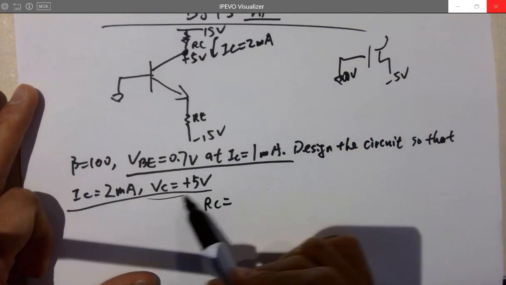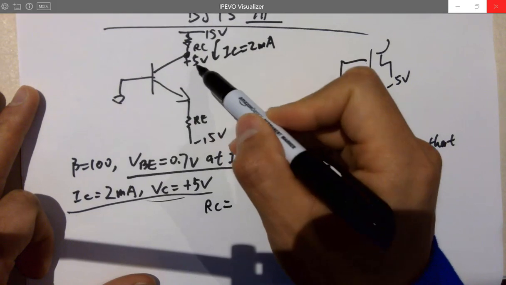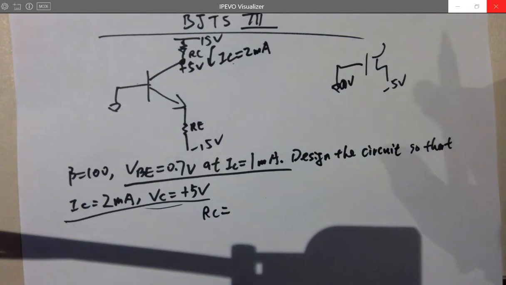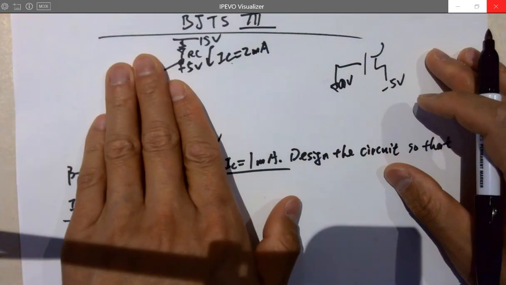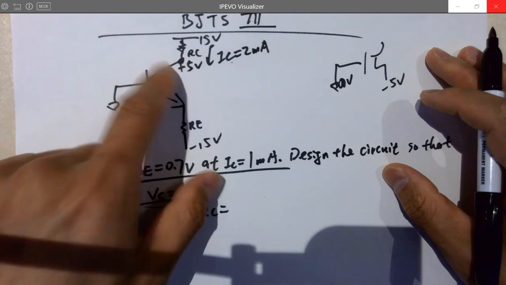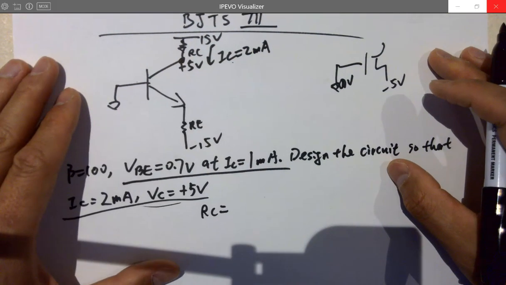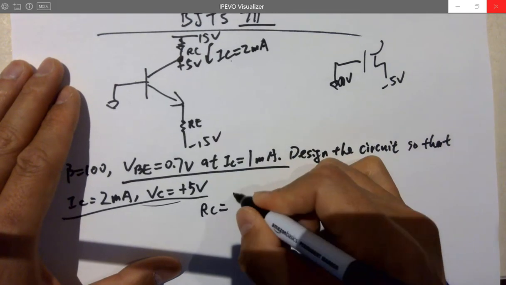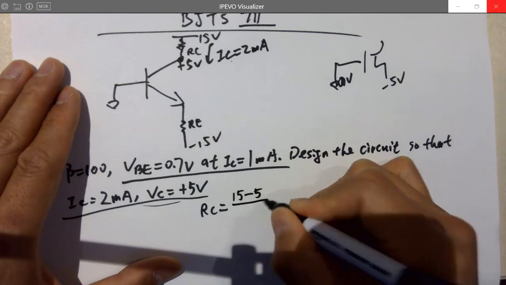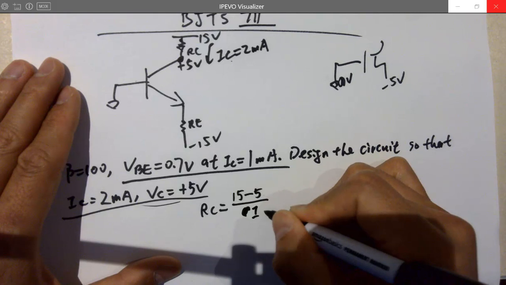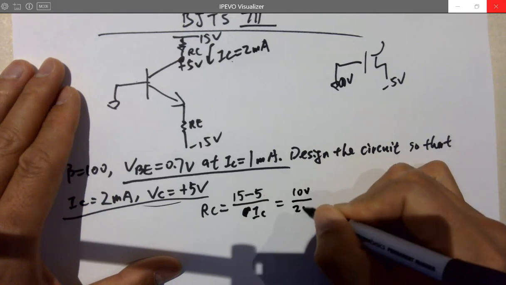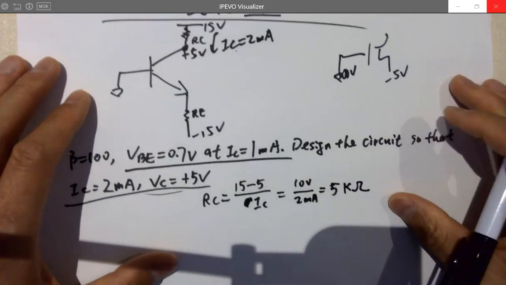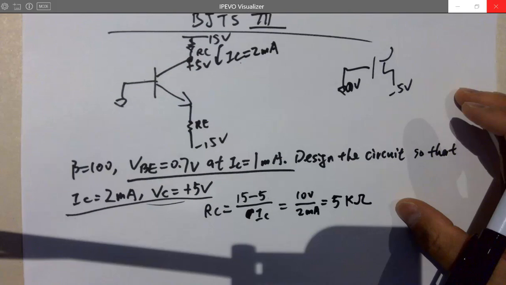So here's the final result, right? Whenever VC here is 5 volts, I need IC to be 2 milliamps. You don't even need to care about anything here. Just by doing this little calculation, you can get RC. Can you? Ohm's law, right? RC equals 15 volts minus 5 volts over IC, which is 10 volts over 2 milliamps, which is 5K. So now we know that RC has to be 5K ohms.